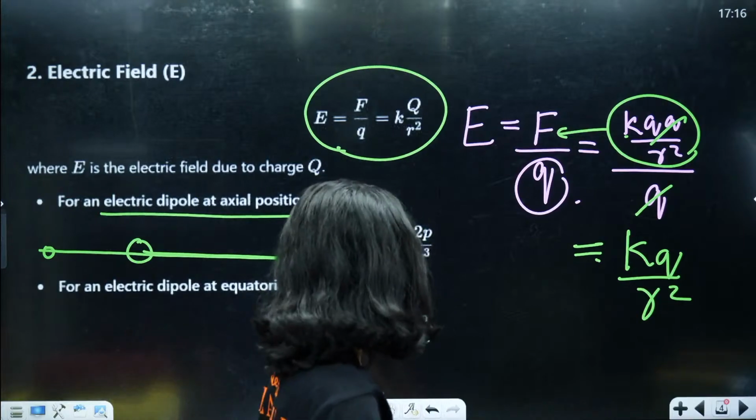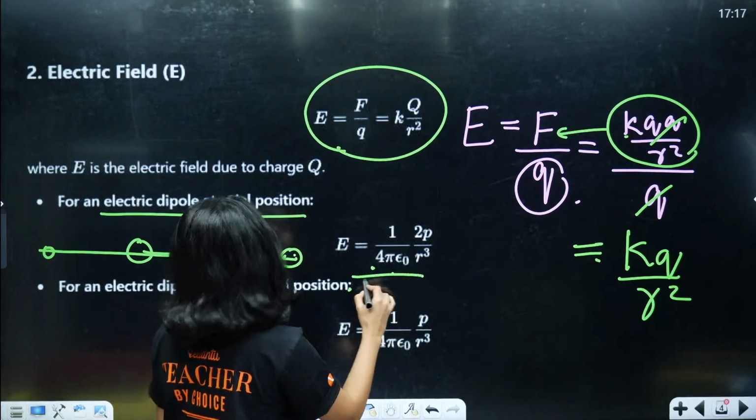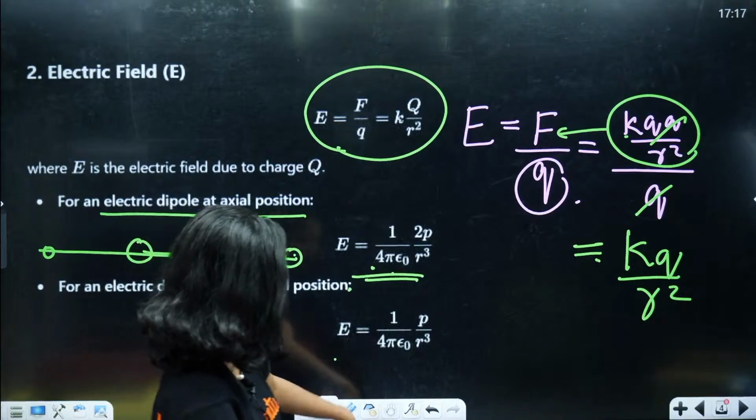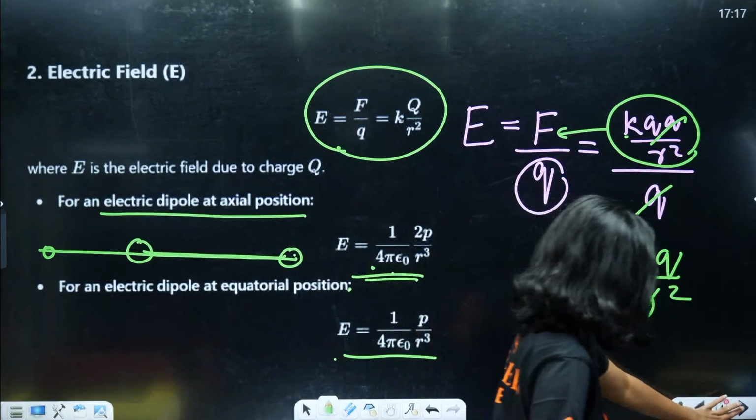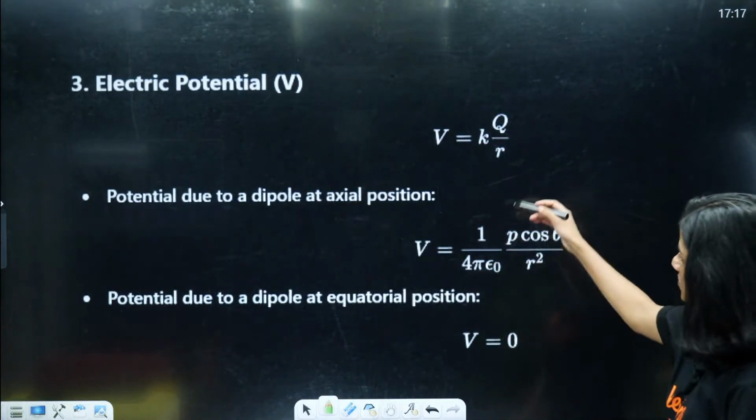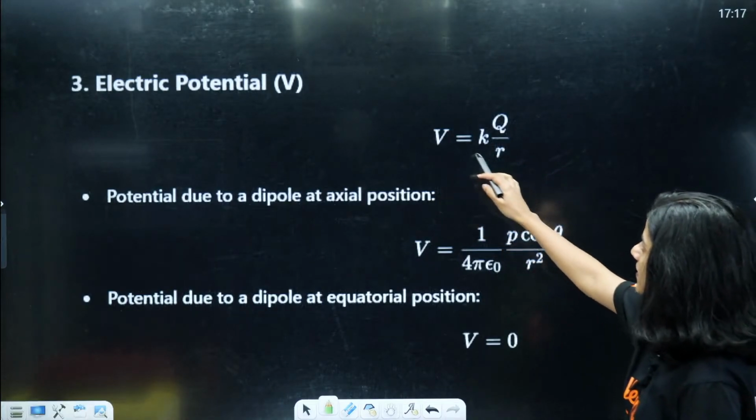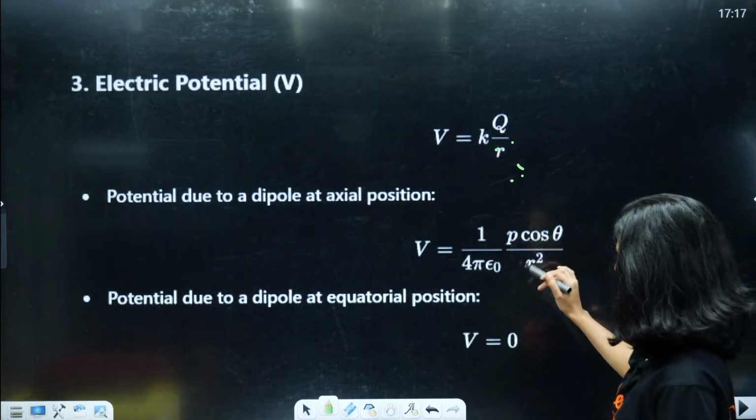Okay. If you know the theory, then we can move forward. So this is the formula for axial. This is the formula for equatorial. So for potential, it is KQ by R.